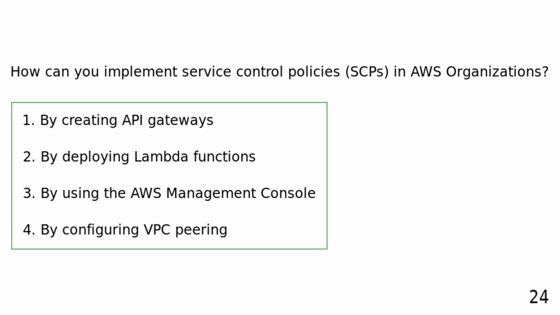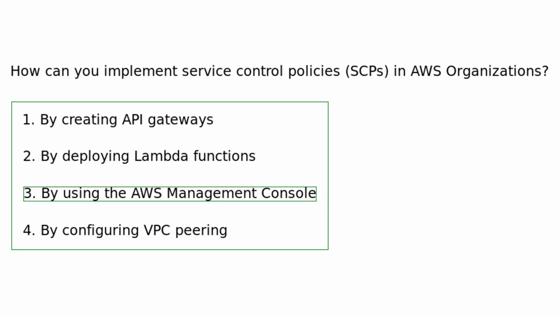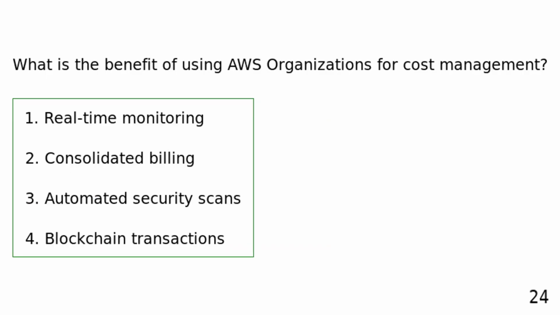How can you implement service control policies in AWS Organizations? By creating API gateways. By deploying Lambda functions. By using the AWS Management Console. By configuring VPC peering. Service control policies in AWS Organizations can be implemented by using the AWS Management Console to define the permissions and controls across member accounts.